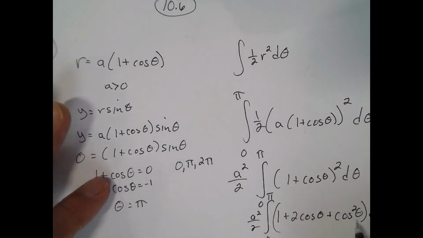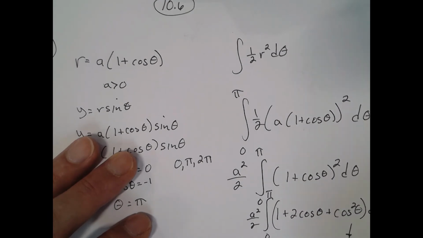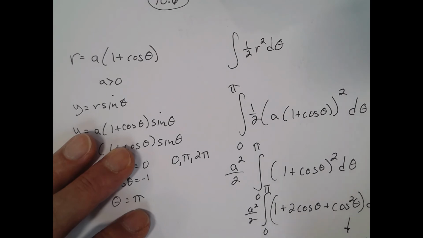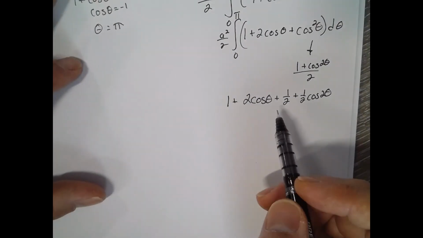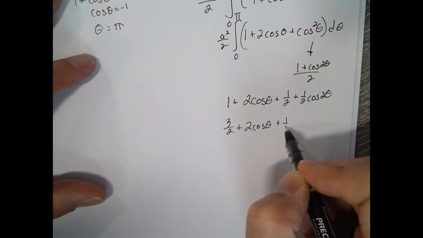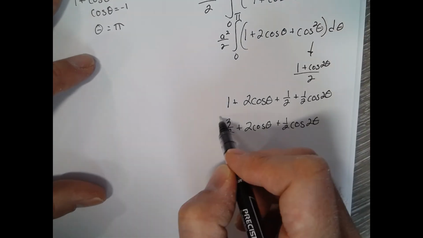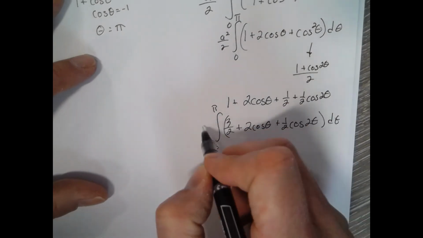with cosine squared. So cosine squared is 1 plus cosine of 2 theta over 2, which is 1/2 plus 1/2 cosine of 2 theta. So 1 plus 2 cosine theta plus 1/2. So I guess we could combine that as 3 halves here. 3 halves plus 2 cosine theta plus 1/2 cosine of 2 theta. Integrating that from 0 to pi, and I still have my a squared over 2 out front.